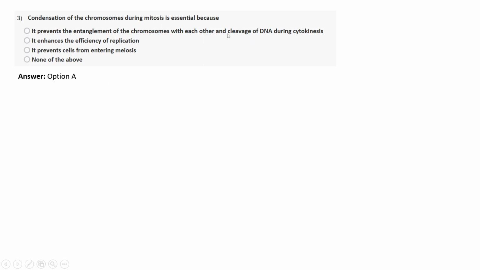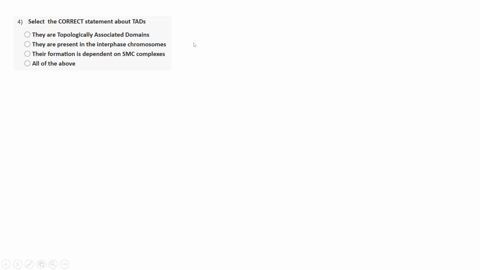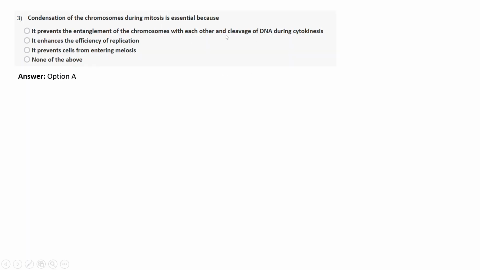So during cytokinesis, if the chromosomes are condensed, it allows efficient packaging into a nucleus. During the separation as well, the separation will be efficient. If the chromosome is not condensed enough, there will be a more fiber-like structure, and that fiber-like structure will make the chromosomes entangled, and during the separation stage, it will lead to improper segregation of the chromosome. That is the role of condensation: it will prevent the entanglement and cleavage.